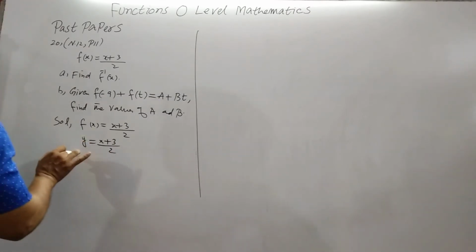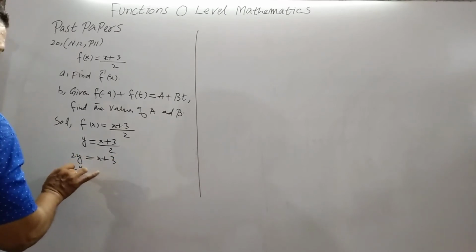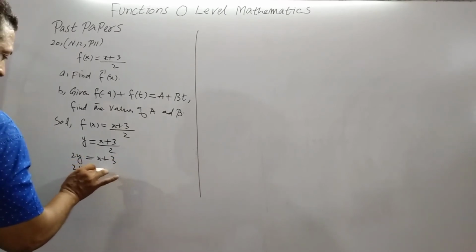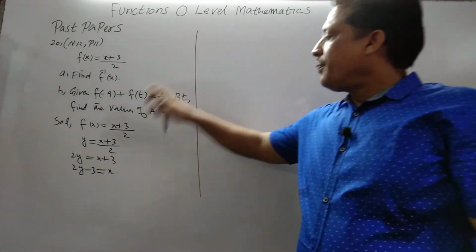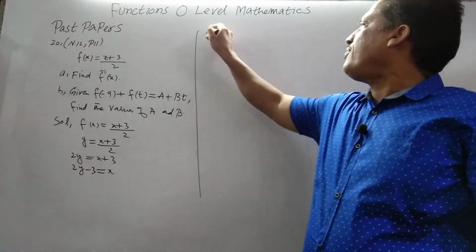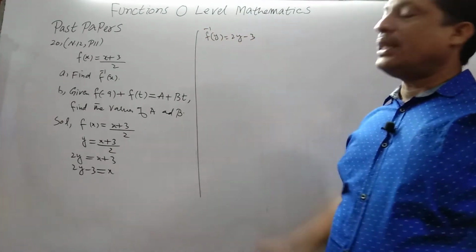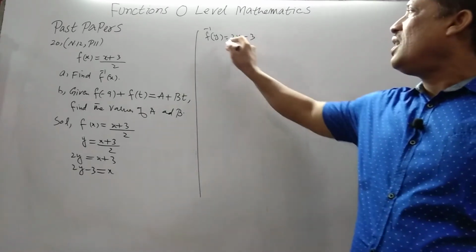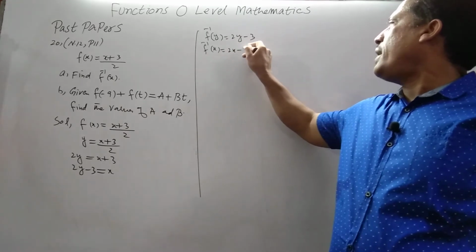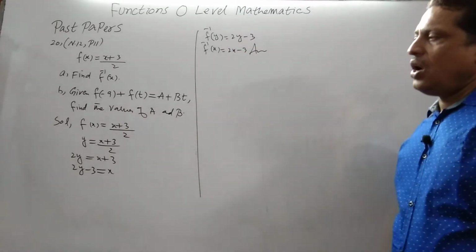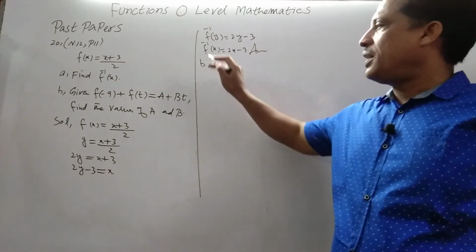2 multiplied by y is 2y, minus 3 equals x. The third step is to replace x by f inverse y, and the fourth and final step is to replace y by x. 2x minus 3. This is the answer of part A. Now part B, a very interesting part.